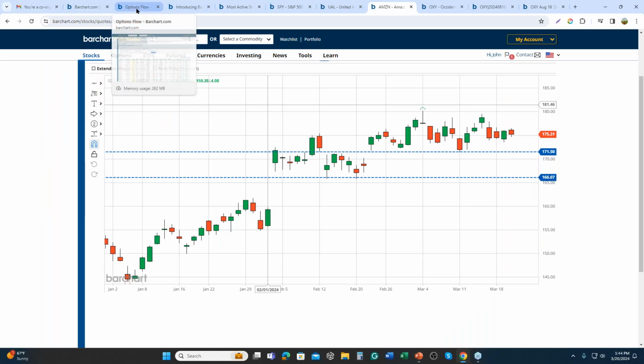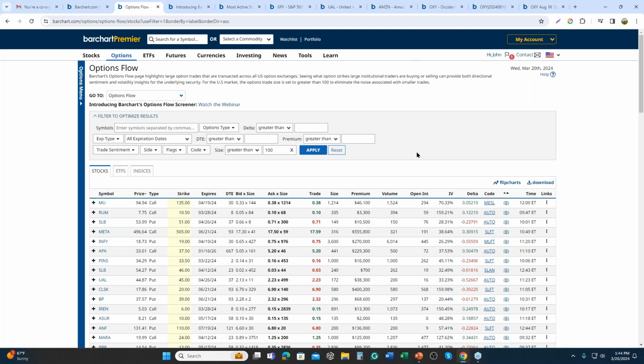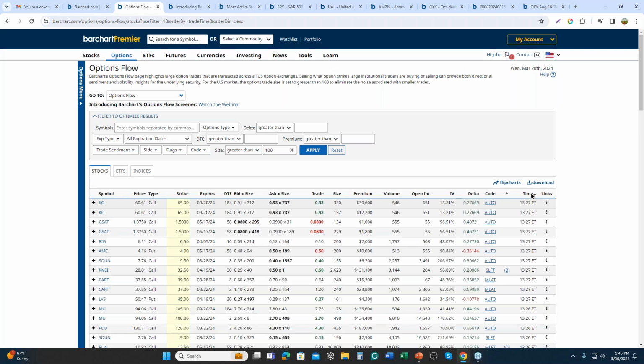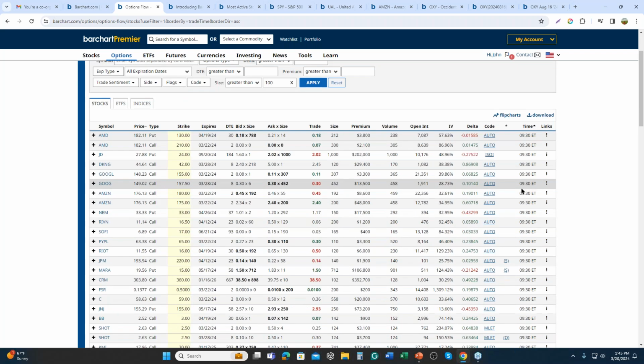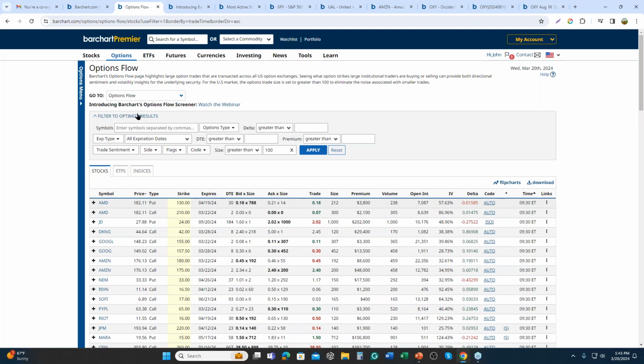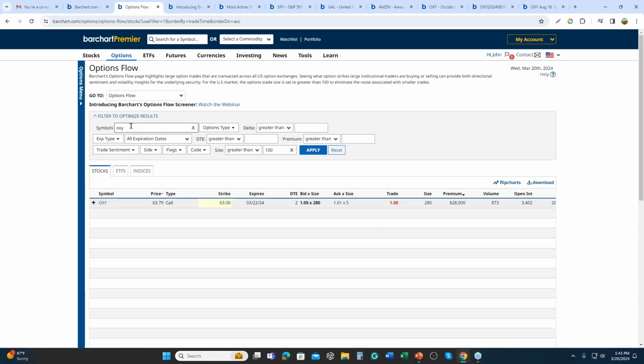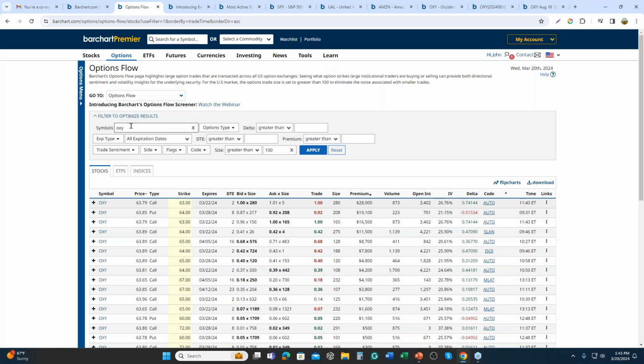So let's go back to our options flow page. Over here, you can sort by time. What I like to do is, after the first 30 minutes of the day, come in and see if there are some large trades that happen right out of the box, right on the gun. And I noticed today this. So contract specific, this is Occidental.